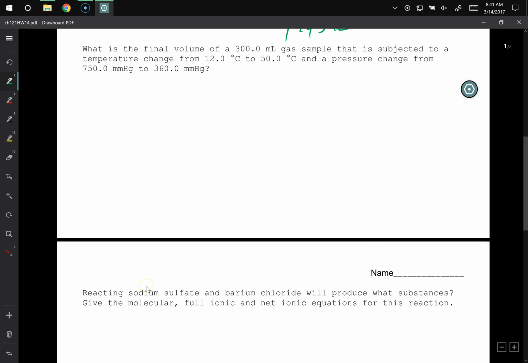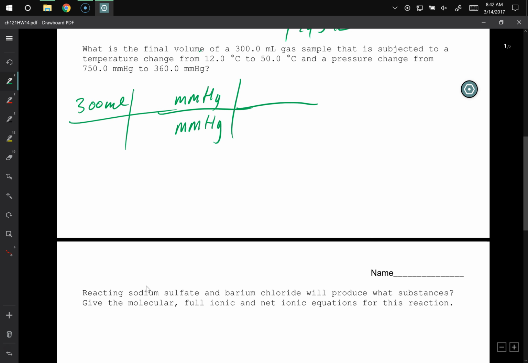All right, what's the final volume of a gas? It's 300 milliliters, subject to a temperature change and subject to a pressure change. Okay, so my answer needs to have units that are volume. So I'm going to start with 300 milliliters here. And then I've got a pressure change, and I've got a temperature change, 273 plus 50, so 323 K.